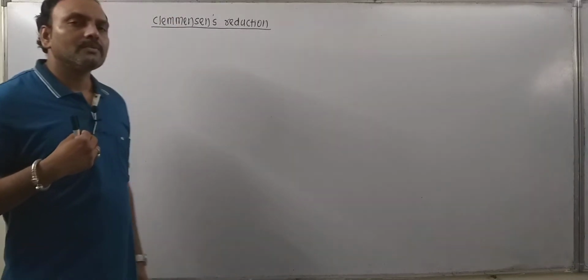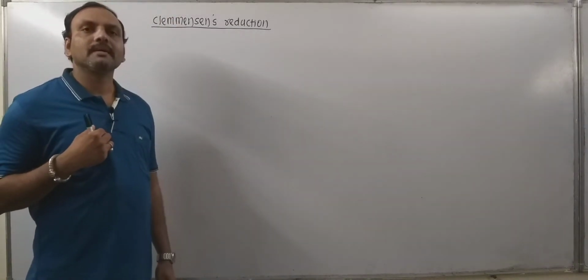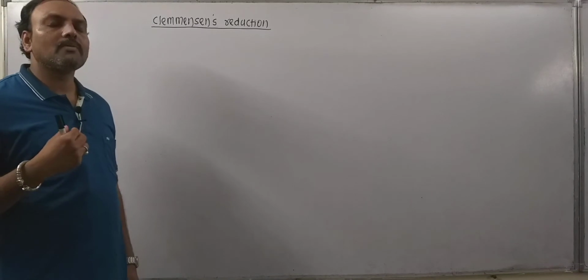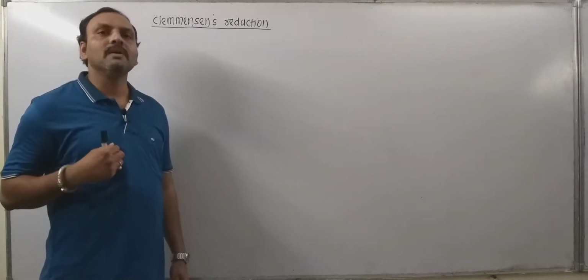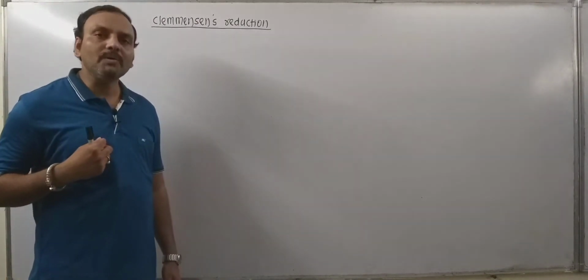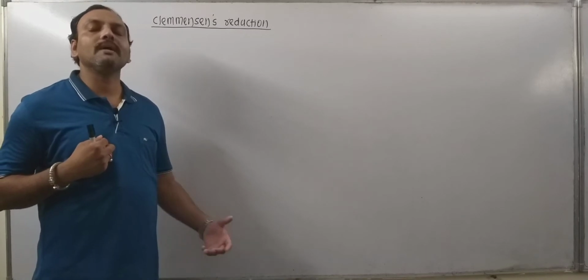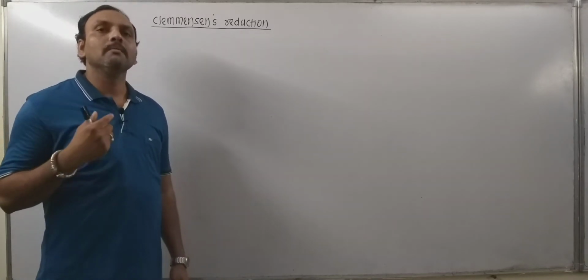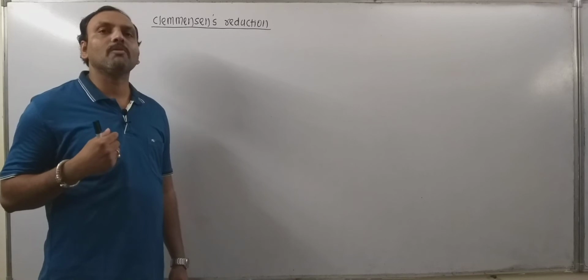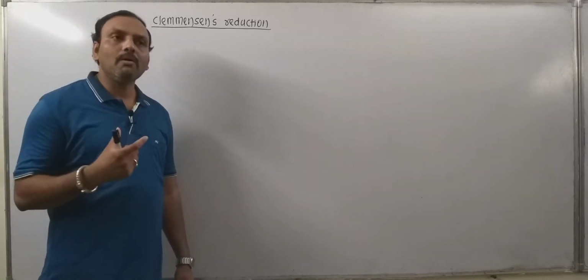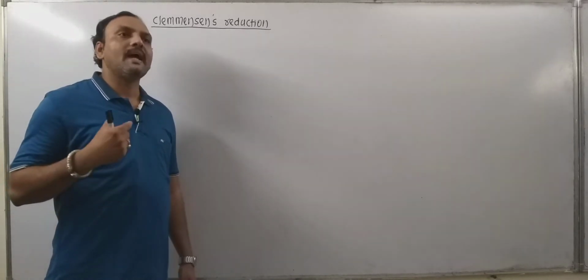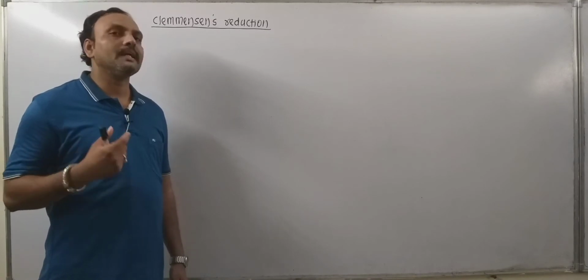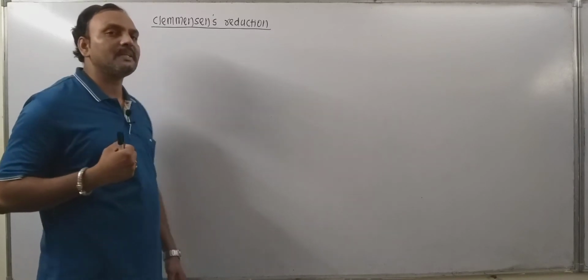Hello everyone. Today's point of discussion is Clemmensen's reduction. Now, Clemmensen's reduction involves reduction of carbonyl compounds to the corresponding or respective hydrocarbons by using zinc amalgam and concentrated HCl. Clemmensen's reduction is very important in preparing alkyl benzenes especially.